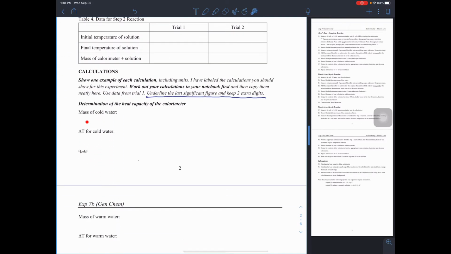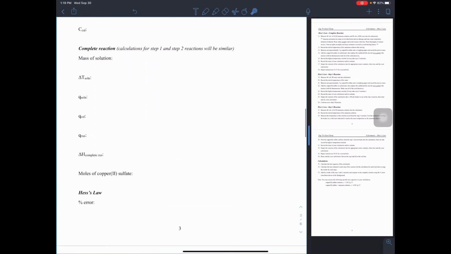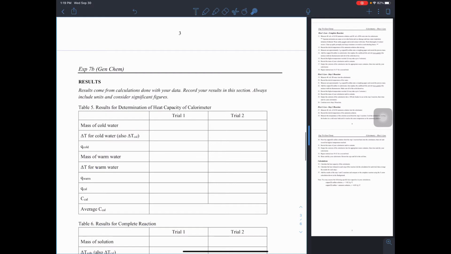So down here, I want you to write those numbers. Write the mass of the calorimeter and the cold water with its unit, minus, and the number for the empty calorimeter equals, and then write mass, and follow the rules for significant figures. So where do we put that answer? Well, that answer goes in a results table. So here, the mass of the cold water for trial 1 will go right in here.